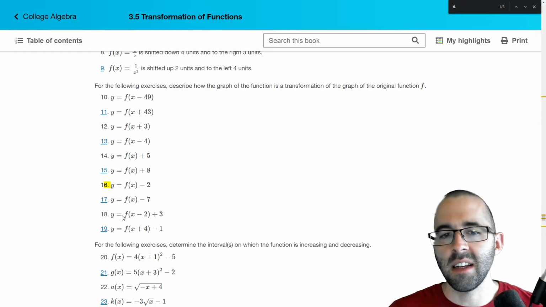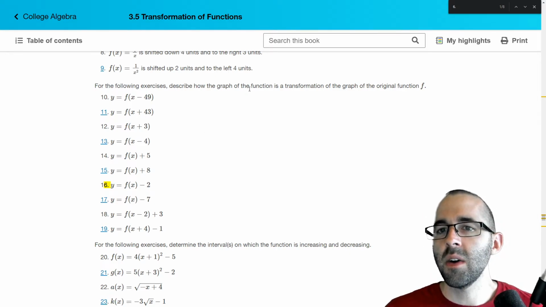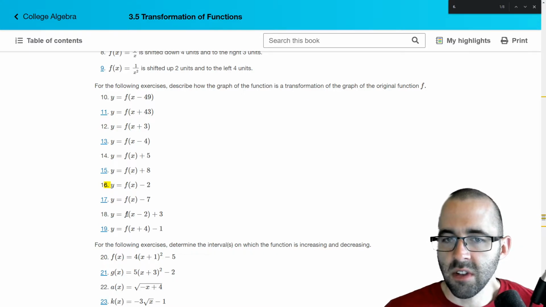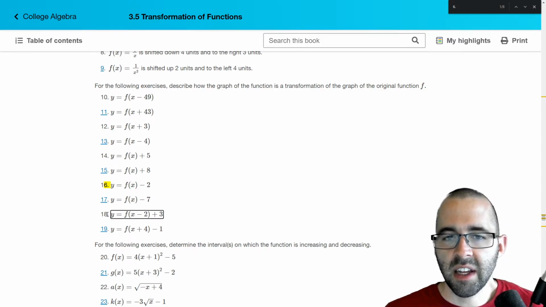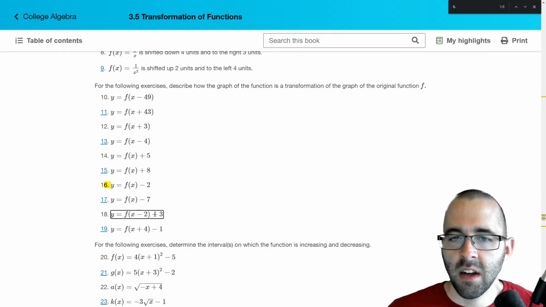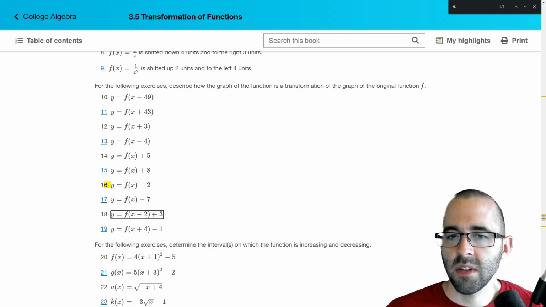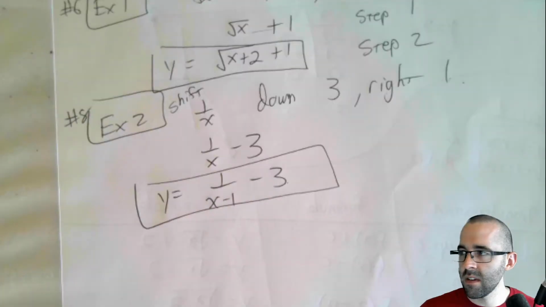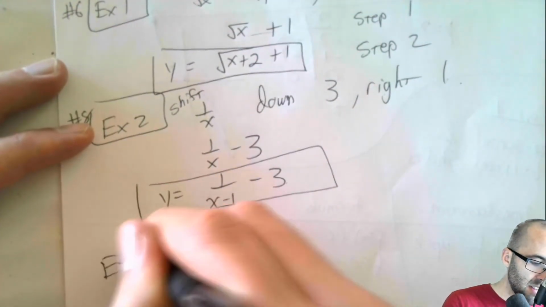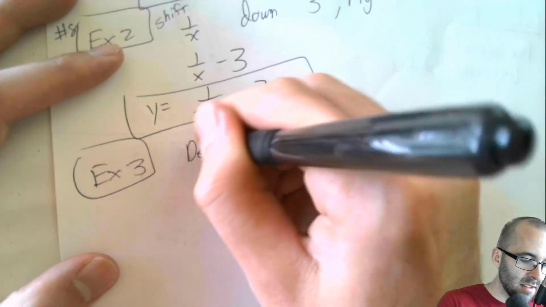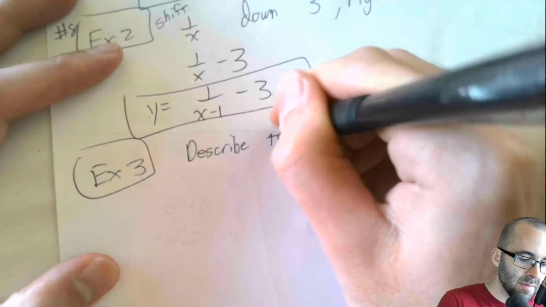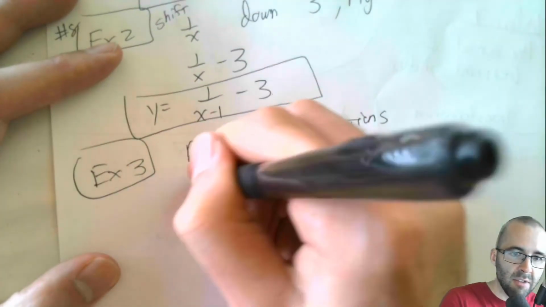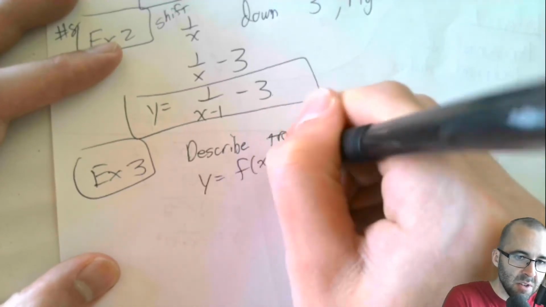If you have something like number 18, describe how the graph is a transformation of the original function f. This also wants you to utilize your table. So for something like number 18, how do we describe that? Well, first off, let's just do it in steps. What does a plus 3 on the outside mean? You can consult your table. So, this is example 3, and it says describe the transformations. We have y equals f of x minus 2 plus 3.